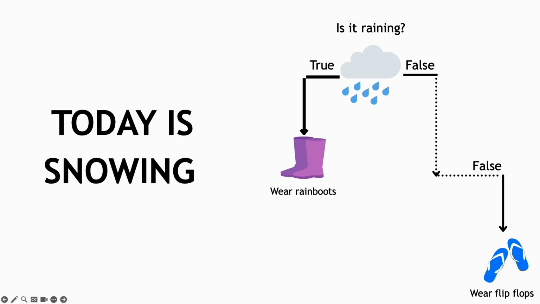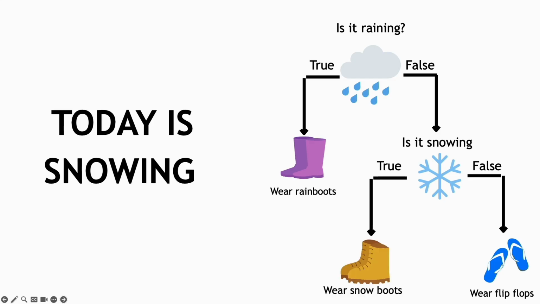But we're going to add something in between wear flip-flops and our initial statement. We're going to add a second conditional statement. Is it snowing? If this is true, we wear snow boots. So as it reads right now, is it raining? If true, wear rain boots. If else, is it snowing? If true, wear snow boots. If false, wear flip-flops. Or if else, wear flip-flops.